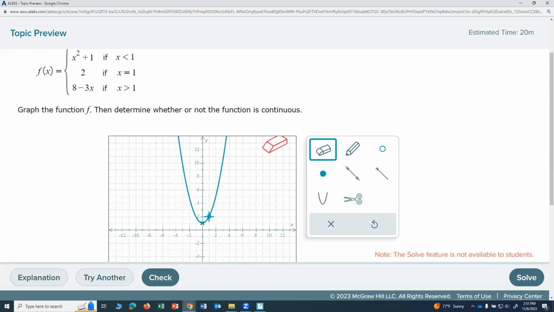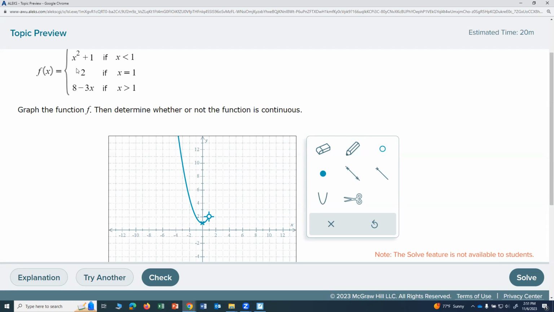Grab the eraser and erase the portion of my graph where x is greater than 1. Now I can see because x is strictly less than 1, it's going to be a hollow dot at that point. And I'm done with the parabola portion.